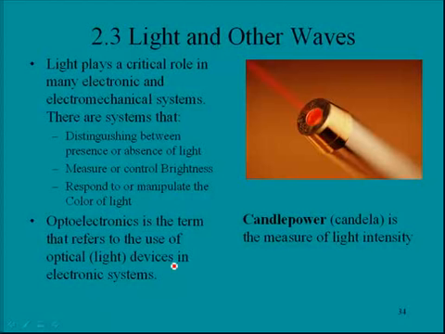Optoelectronics is a term that refers to the use of optical devices in electronic systems. Candle power is the measure of light intensity.